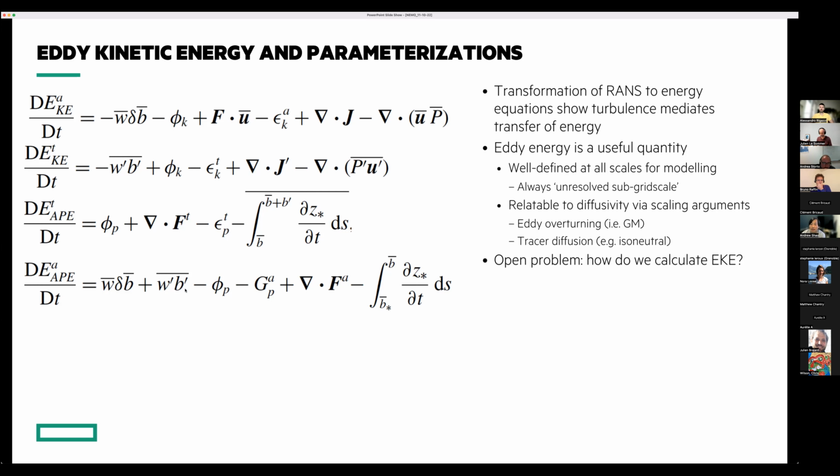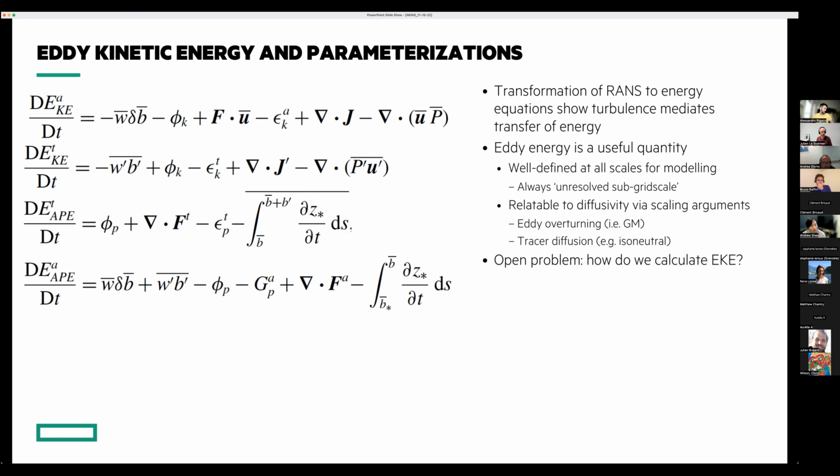The other thing that's really nice about eddy energy is that because it just pops out of the Reynolds averaging, it's well defined at all scales of modeling. So it always represents this unresolved subgrid-scale term. And you can then relate it to diffusivity via some scaling arguments. There are classic Taylor scalings. I think Julian Mak recently proposed, with David Marshall, a new way of doing it, adding some other length terms or timescale terms to it. But essentially, if you have an estimate of the eddy energy, you know that it should be proportional to diffusivity in some way. That's either something like the GM diffusivity, or something like tracer diffusion. So it's a nice, convenient quantity.